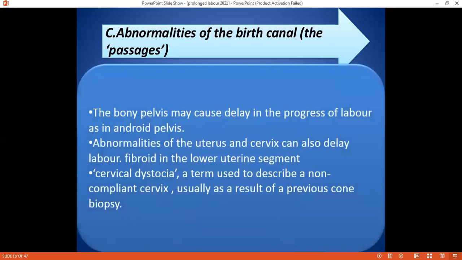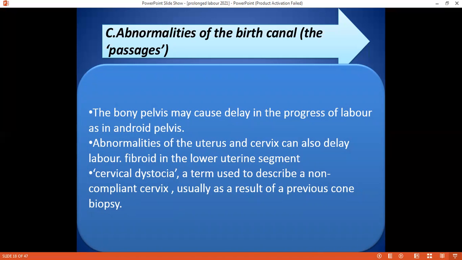Abnormalities of the birth canal. The bony pelvis may be abnormal, like in android pelvis, which is contracted with prominent ischial spines. Abnormalities in the uterus, for example, fibroid in the lower uterine segment, will prevent the engagement of the presenting part.